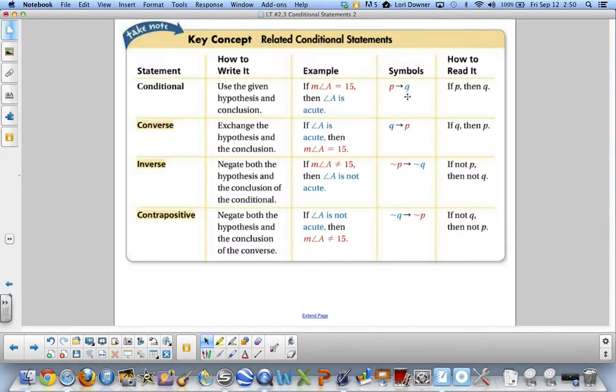Conditional says if P, then Q. The converse says if Q, then P. You can see these two columns are really important. The inverse says if not P, then not Q. And the contrapositive says if not Q, then not P. So pause this movie, add this to your purple sheet, press play when you're finished.